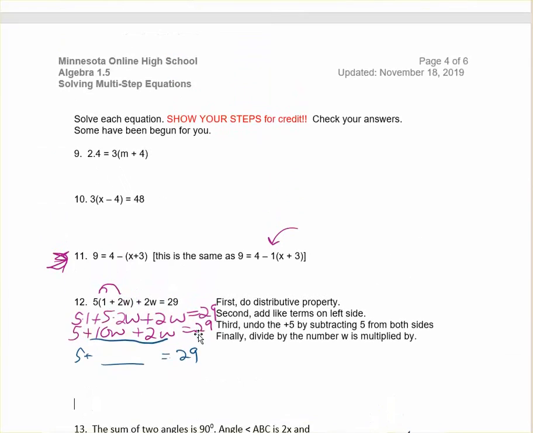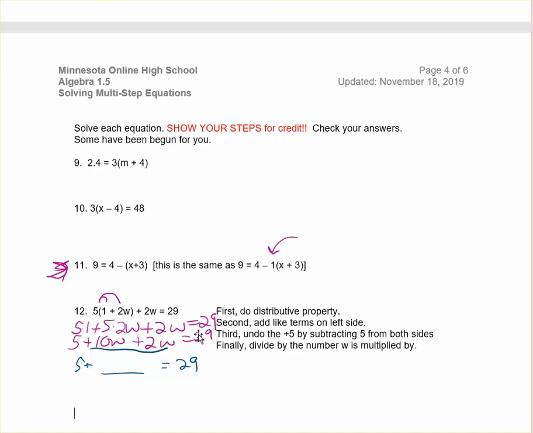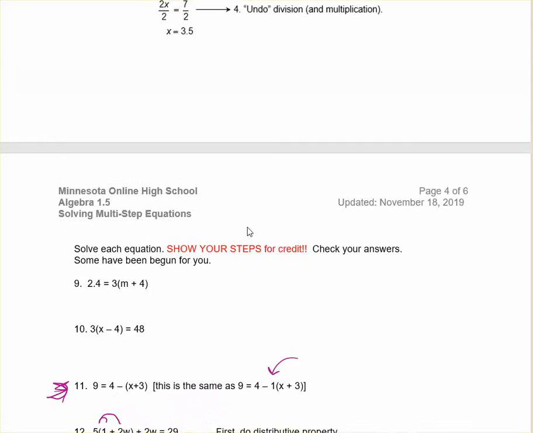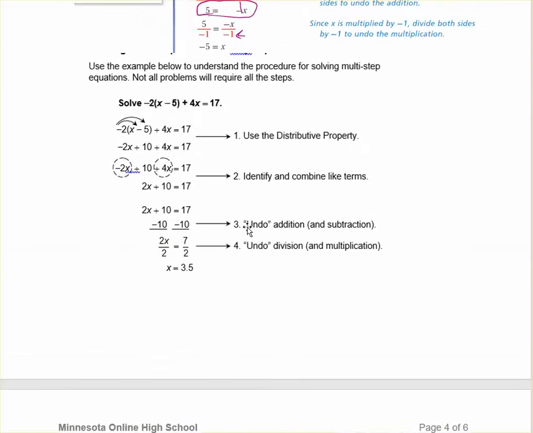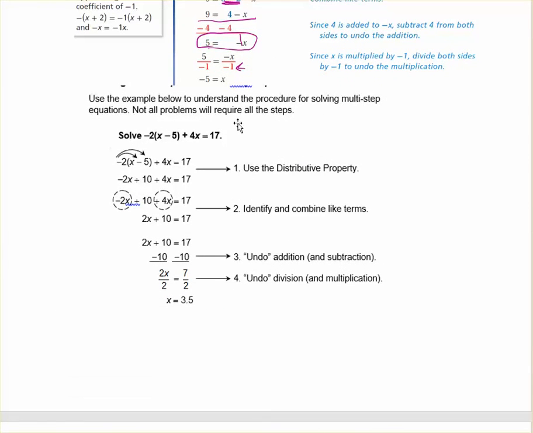So good luck on this worksheet. Show your work or you won't get any credit if you just put an answer. And do the best that you can. Be sure to look back at the examples if you need to review how to do these problems.